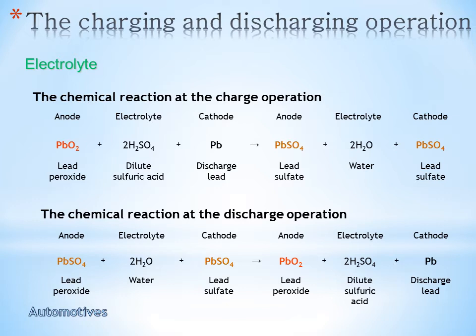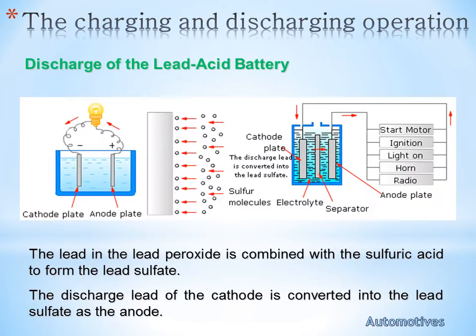Then look at the chemical reaction at the discharge operation. Anode, lead peroxide, plus electrolyte, water, plus cathode, lead sulfate. The result. Anode, lead peroxide, plus electrolyte, dilute sulfuric acid, plus cathode, discharge lead. The structure of the lead acid battery. Discharge of the lead acid battery. The lead in the lead peroxide is combined with the sulfuric acid to form the lead sulfate. The discharge lead of the cathode is converted into the lead sulfate as the anode.